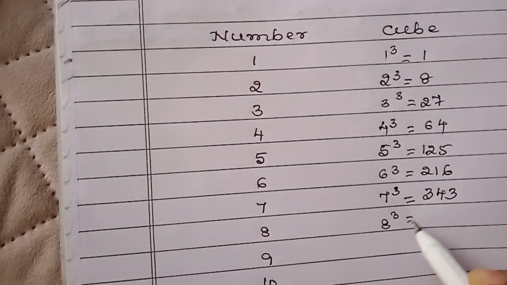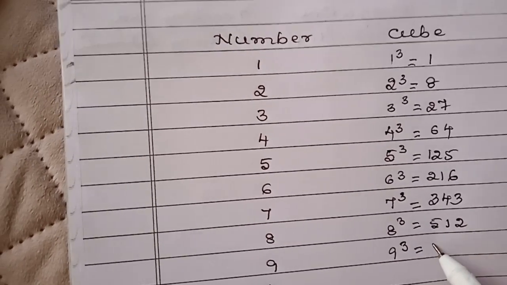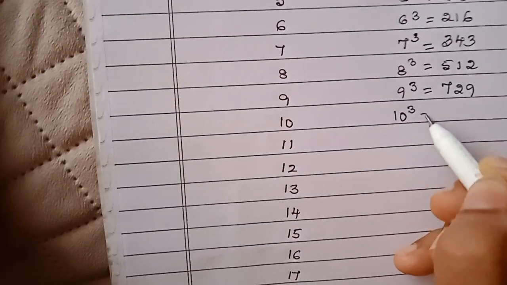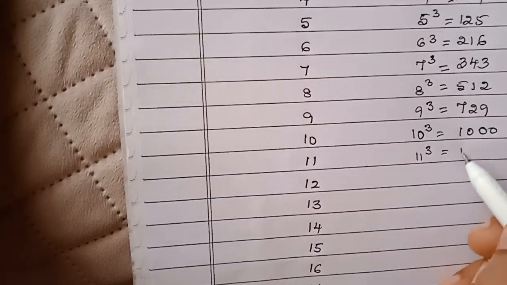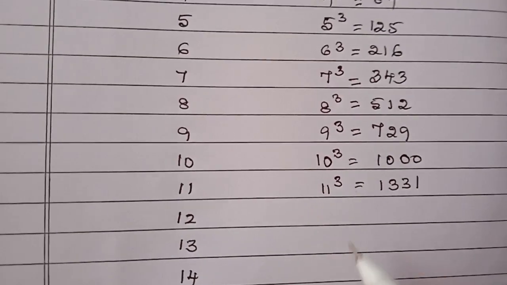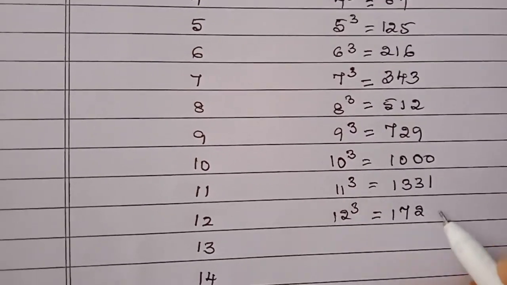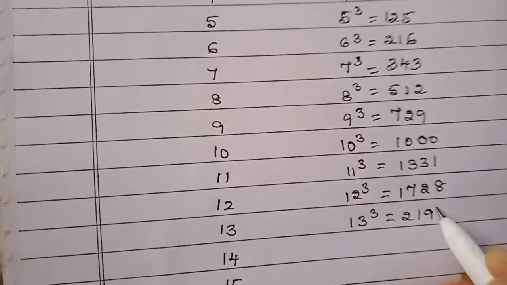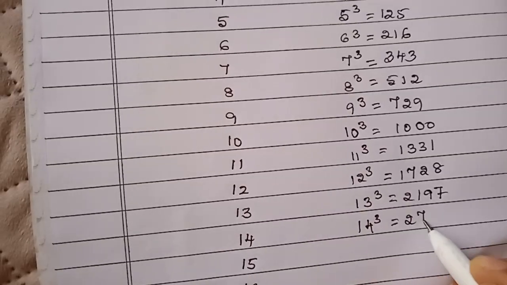8 cube is equal to 512. 9 cube is equal to 729. 10 cube is equal to 1000. 11 cube is equal to 1331. Then 12 cube is equal to 1728. 13 cube is equal to 2197. 14 cube is equal to 2744.